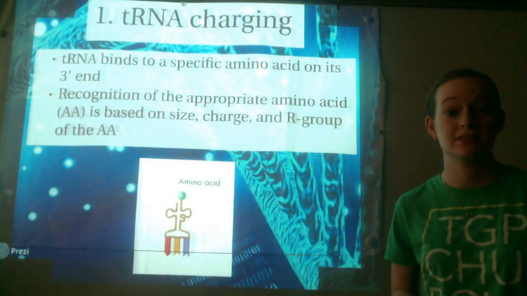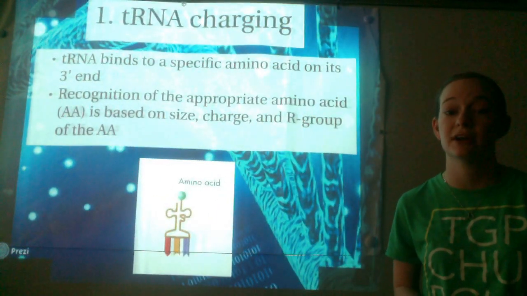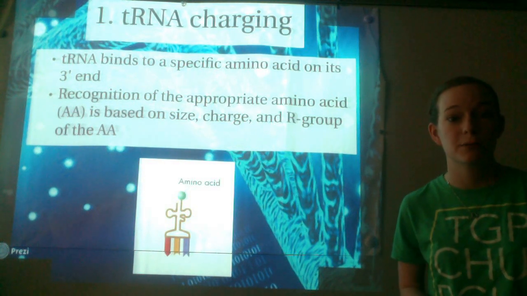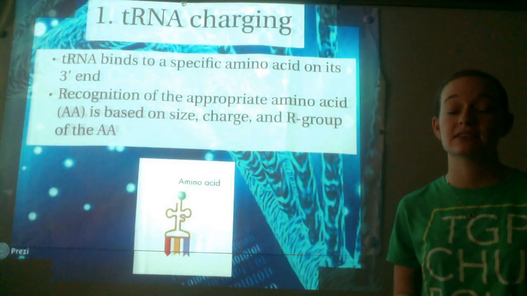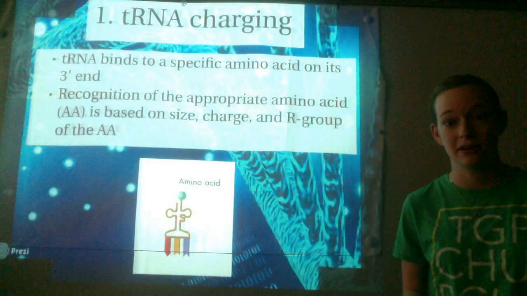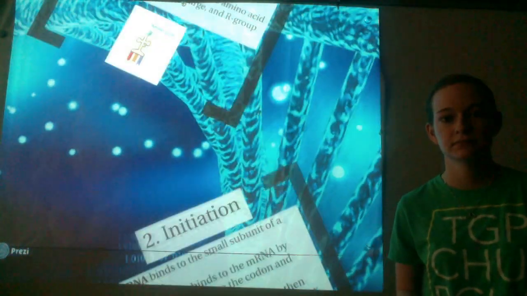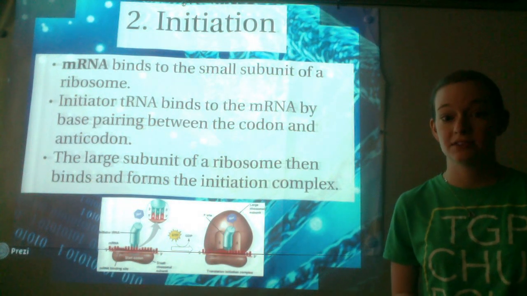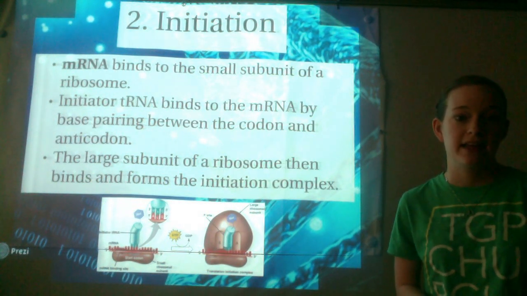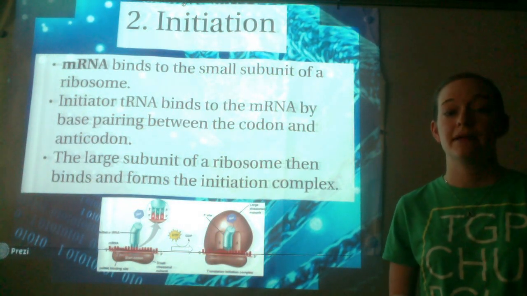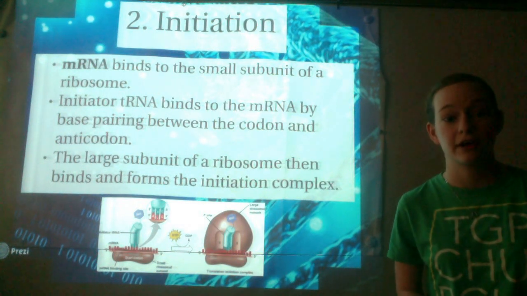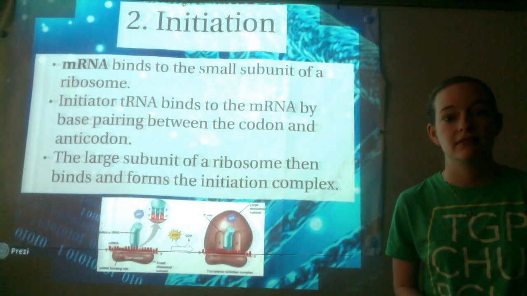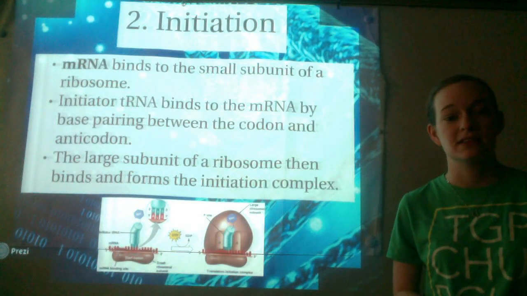tRNA binds to a specific amino acid on its 3' end. Recognition of the appropriate amino acid is based on size, charge, and R group of the amino acid. mRNA binds to the small subunit of a ribosome. Initiator tRNA binds to the mRNA by base pairing between the codon and anticodon. The large subunit of a ribosome then binds and forms the initiation complex.